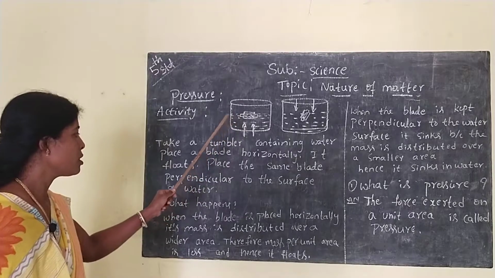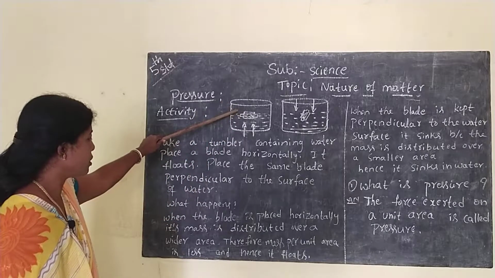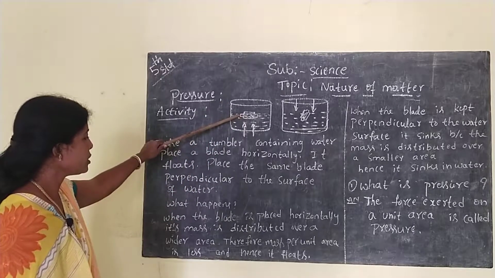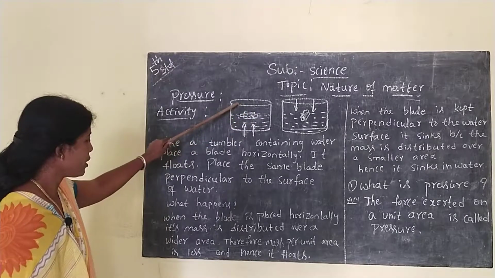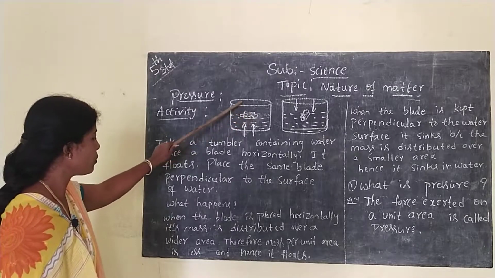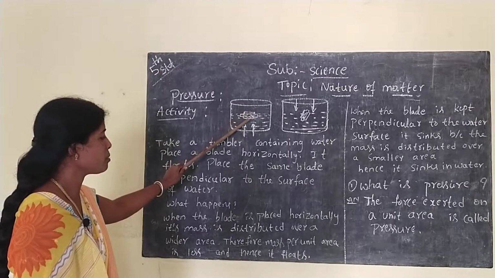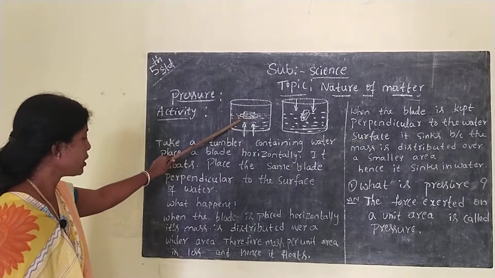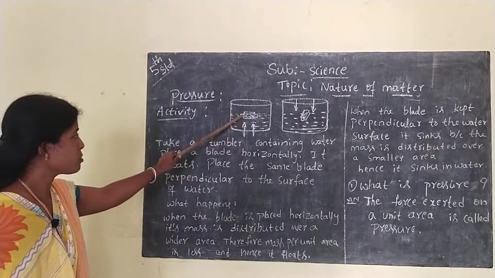Why? Because when the blade is placed horizontally, its mass is distributed over a wider area. Therefore, the mass per unit area is less and it floats.